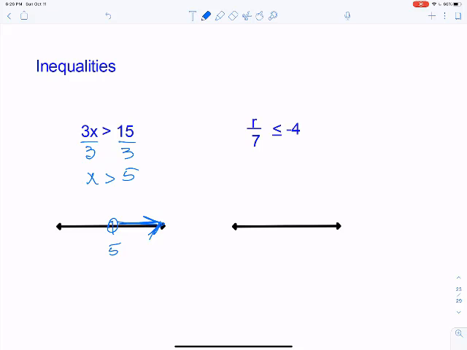Now in this other one, I've got it divided by 7. So how do I get rid of a divide by 7? I do a multiply by 7. Very good. And I end up with r is less than or equal to negative 4 times 7, which gives us negative 28. So I put negative 28 on the number line, and it says it's going to be less than or equal to negative 28. Less than or equal to is to the left. You can't get any more less than negative 28 unless you go to negative 29.